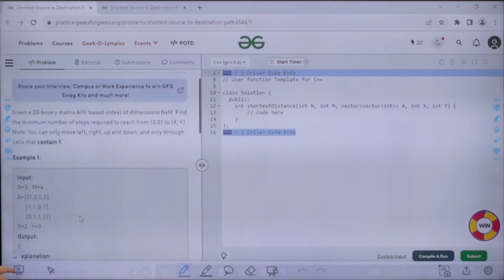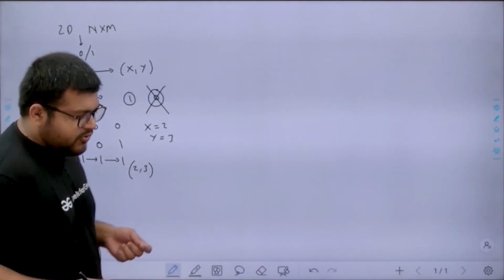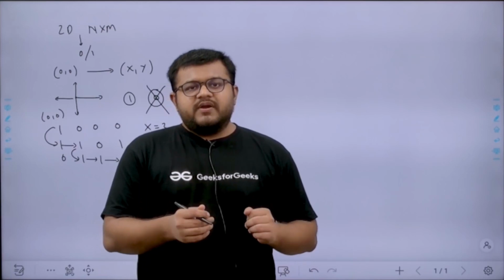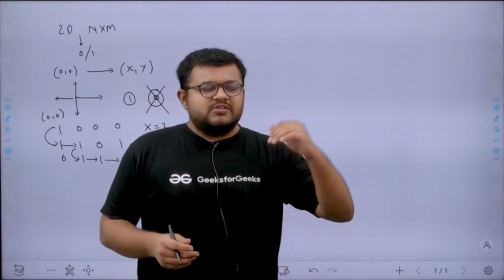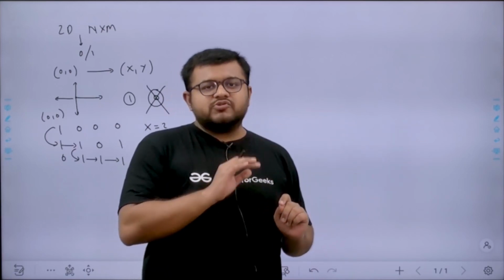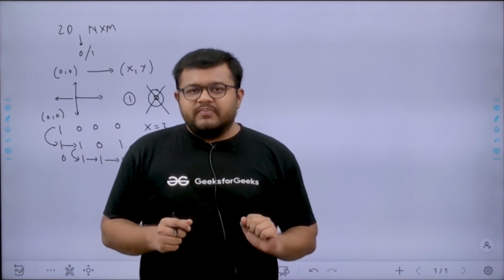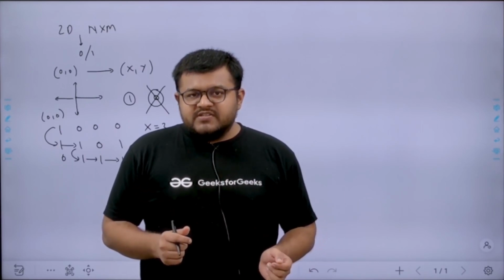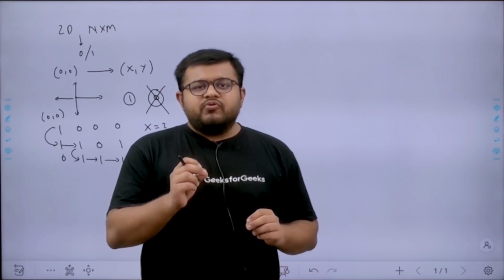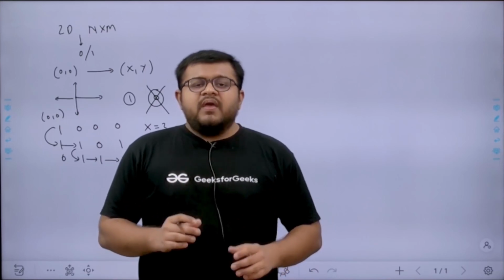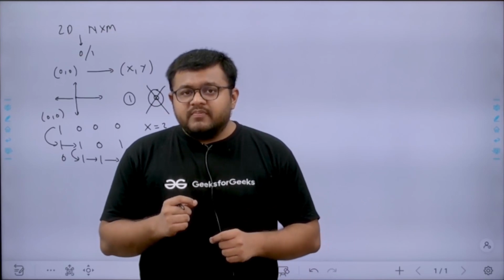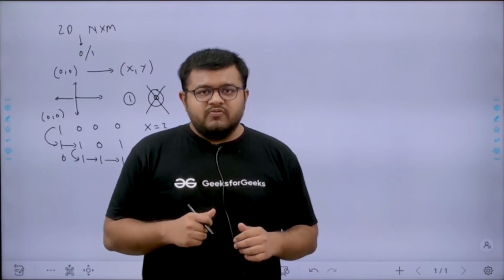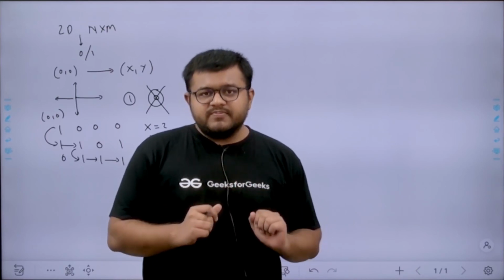Okay. So now if we talk about the concept part, how we will solve this question. Here we are given a 2D matrix and we need to go from 0, 0 to some cell x, y. We need to find the minimum number of steps. Can we say we need to find the minimum distance, where each step would be 1 unit distance? Now when we talk about minimum distance from one point to another, these types of questions we solve using graphs.